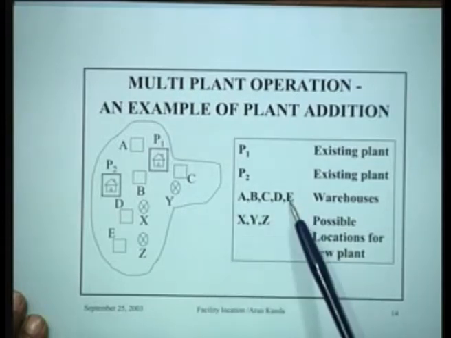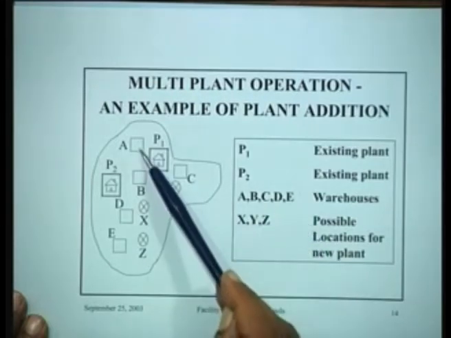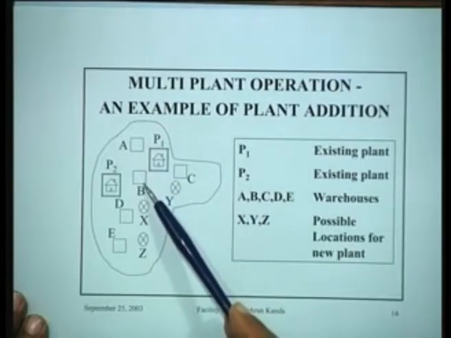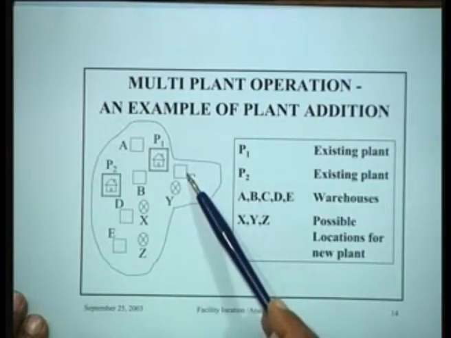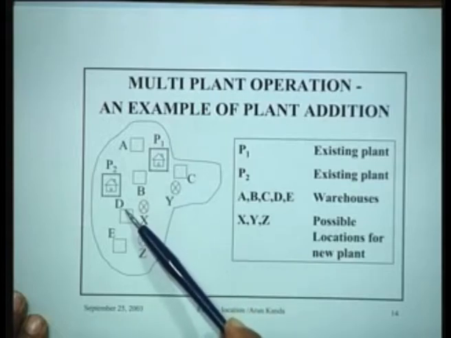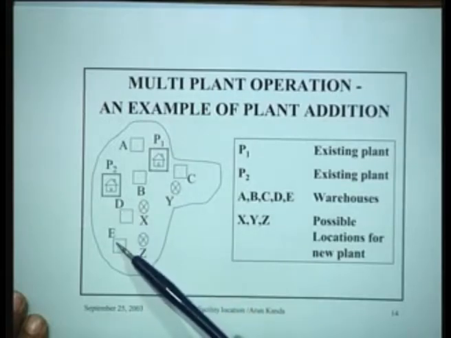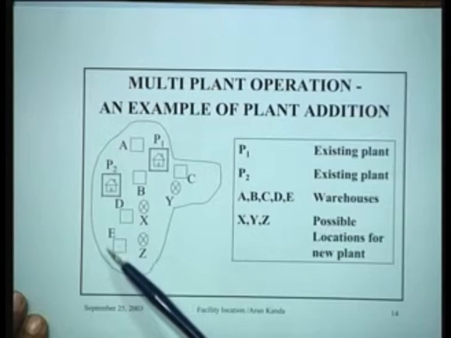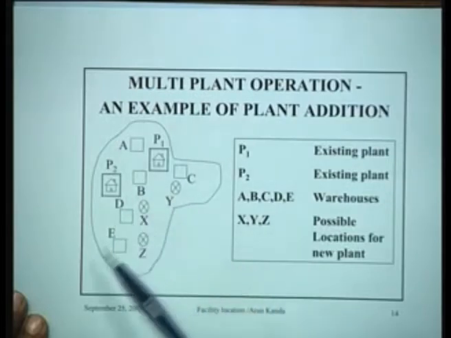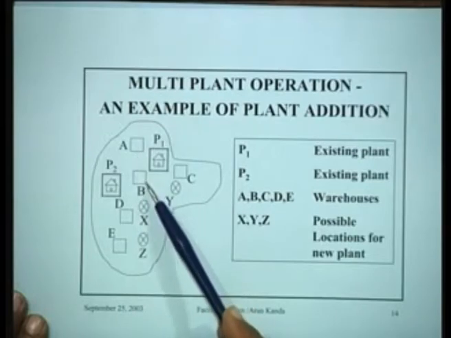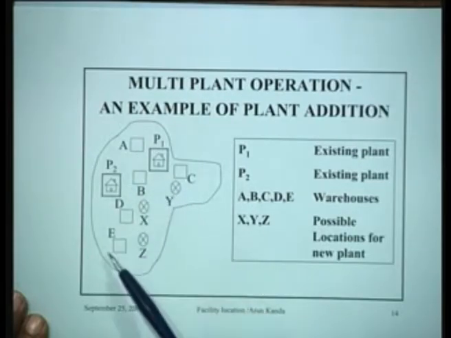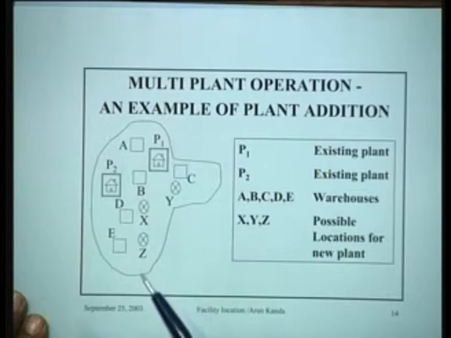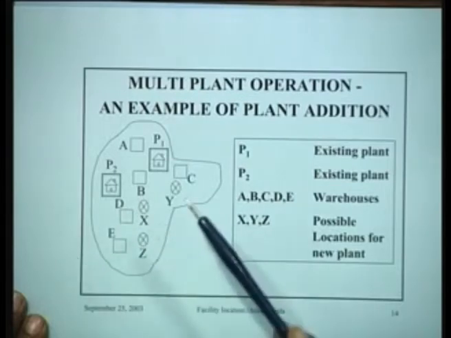There are 5 warehouses distributed in the country: A in the north, B in the central region, C in the east, D somewhere close to the west, and E in the south. These are the warehouses to which these plants actually supply, and these warehouses have the responsibility of distributing the product to the corresponding retailers in their respective regions.